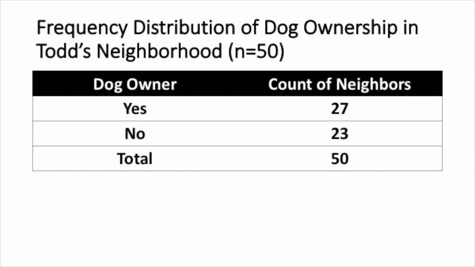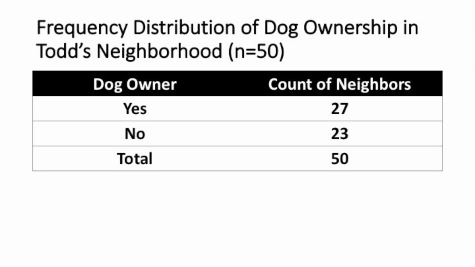In our data set, the value of yes has a count of 27, and the value of no has a count of 23. We can use a frequency distribution table to summarize this information. Notice that the table has a descriptive title and it shows a sample size. That's where it says n equals 50.